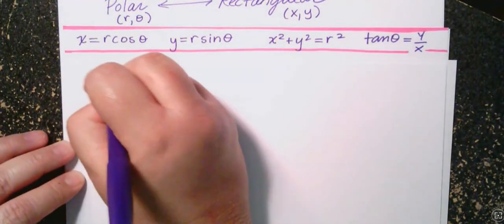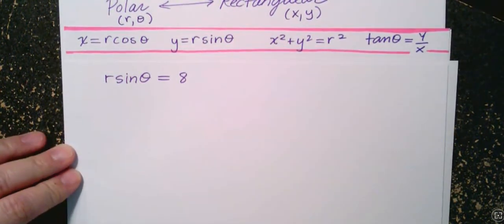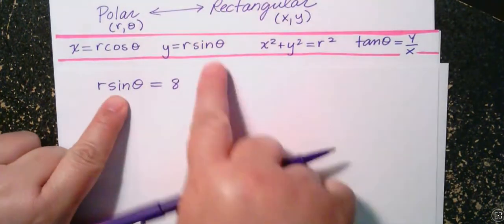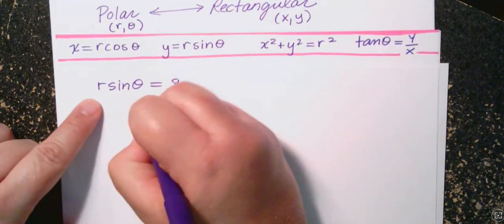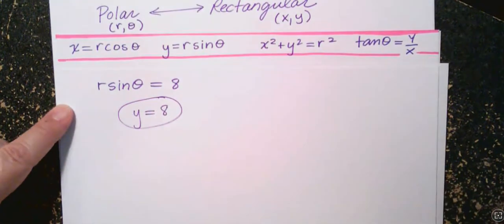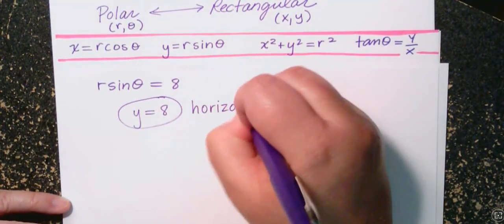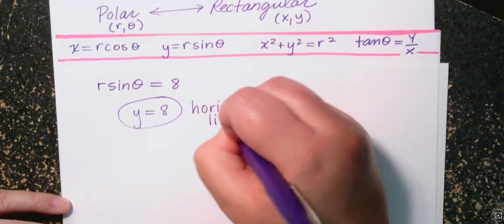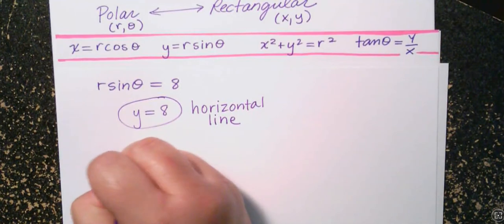How about r sine of theta equals 8? This one's a pretty easy one because it does look exactly like one of our formulas. So we can just say, well, that's y equals 8 and be done. What kind of line is that? It's a horizontal line. Okay, let's try another one that looks similar but isn't quite the same.